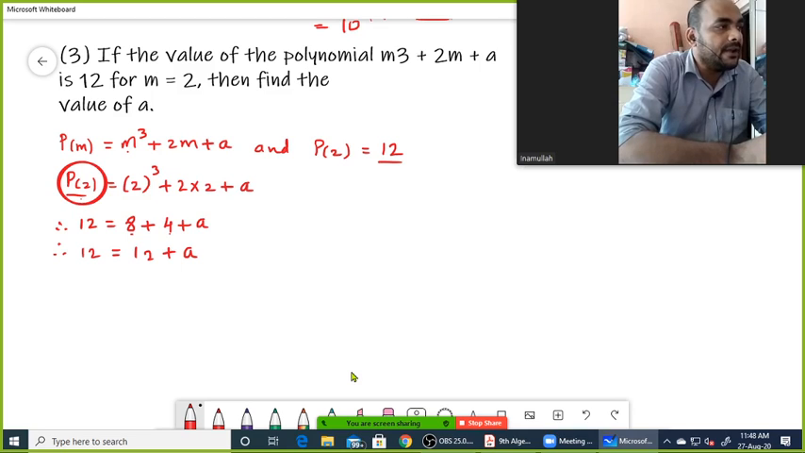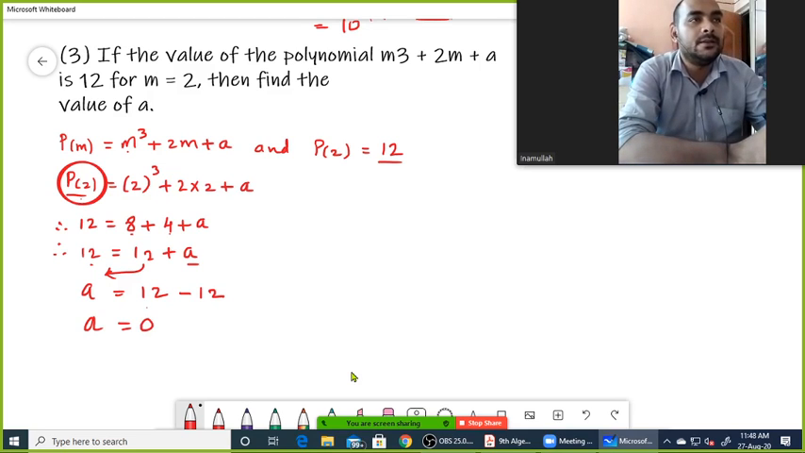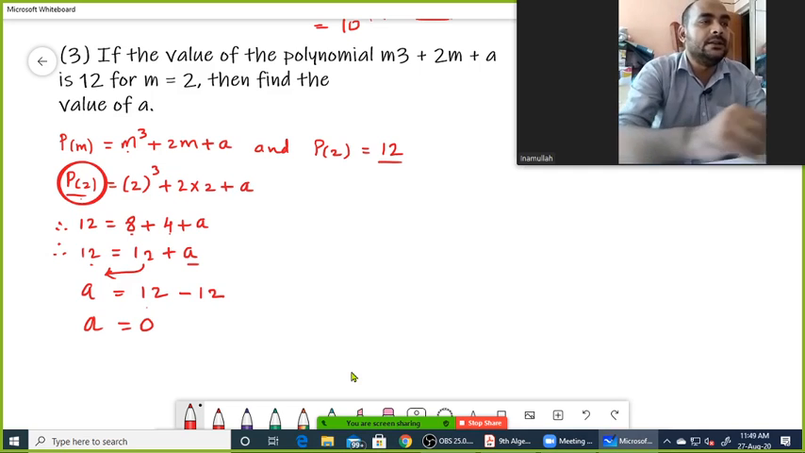If I keep a in its place and 12 in its place, this 12 can be sent to the other side since it is positive 12. When I bring it to the other side, it will become negative 12. So this way a is 12 minus 12. So that will give us 0. So the value of a is 0 for this particular question. Hope it is clear to everybody.